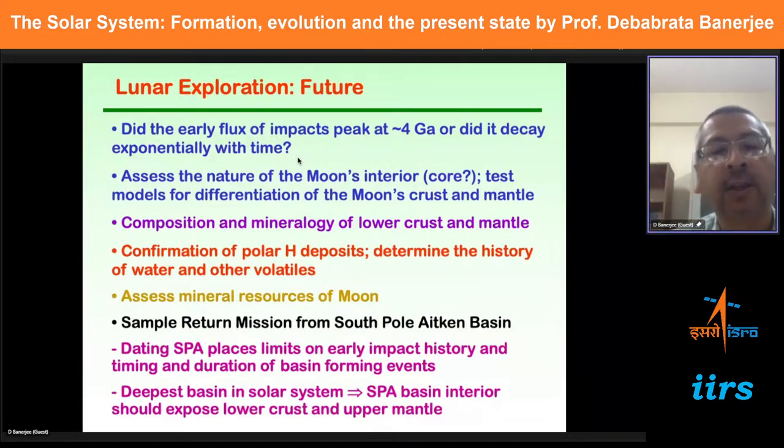Is it there or not, and then assess the mineral resources of the Moon, and then the South Pole-Aitken Basin, which is so relevant because it places limits on the early impact history, and it is the deepest basin. So it should expose the upper mantle, or the lower mantle.